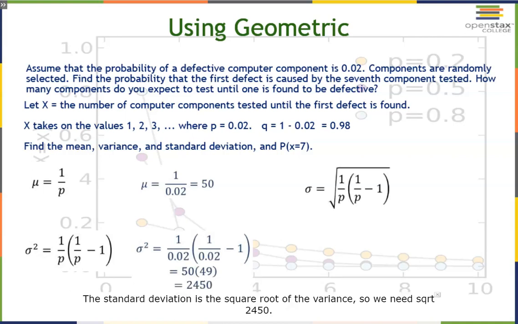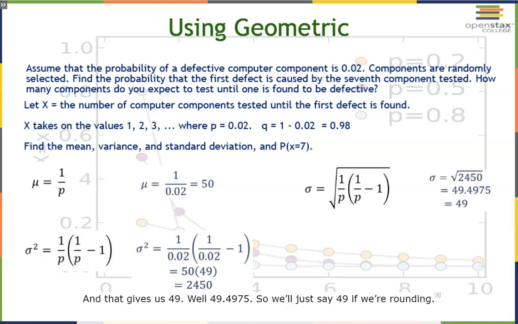The standard deviation is the square root of the variance. So we need the square root of 2450. And that gives us 49.4975. So we'll just say 49 if we're rounding. We expect the standard deviation to be 49 parts. We expect the average that we're going to have to look through is 50.